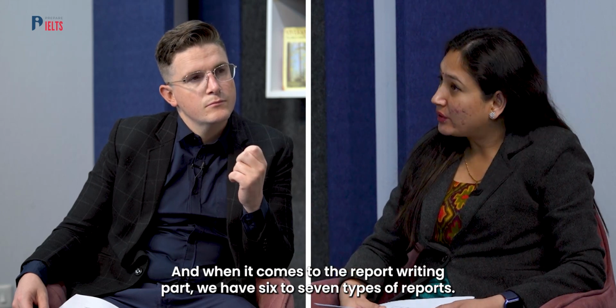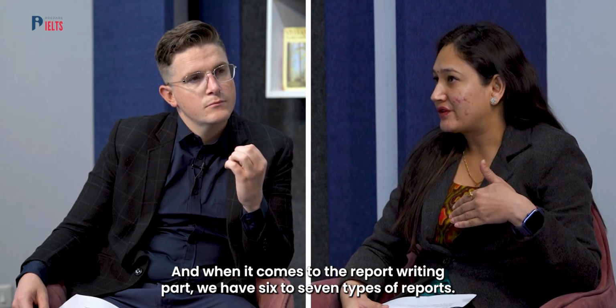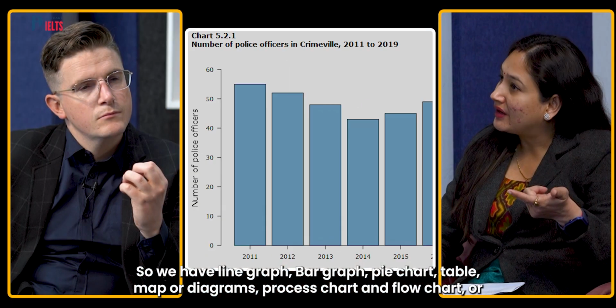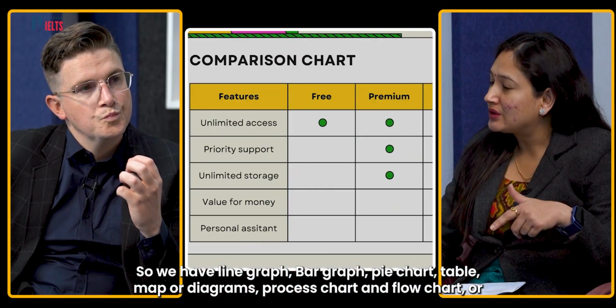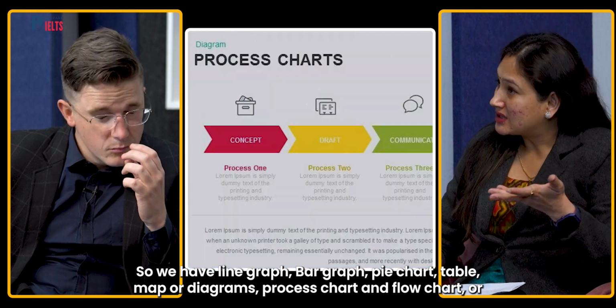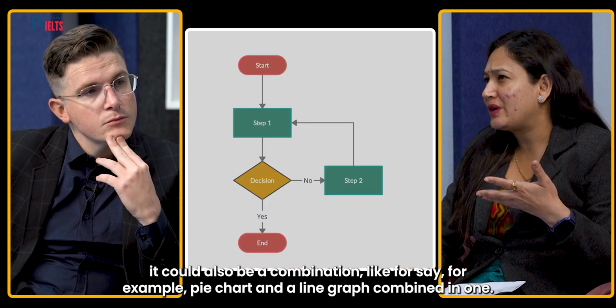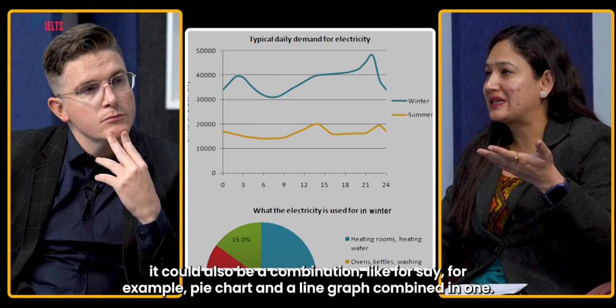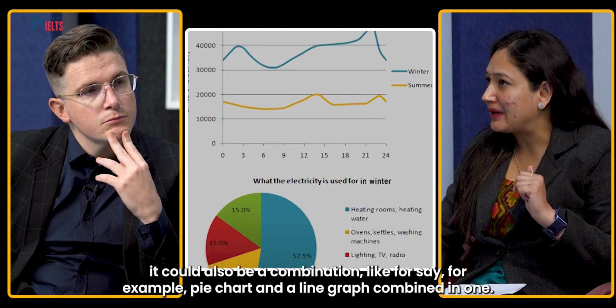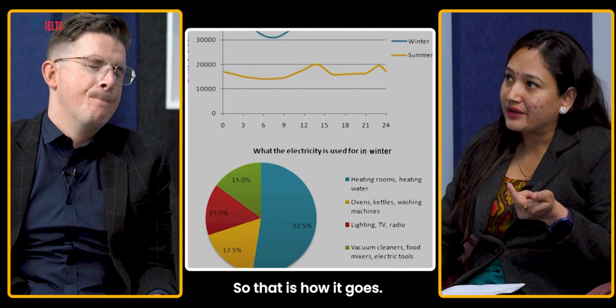And when it comes to the report writing part, we have 6 to 7 types of reports. So we have line graph, bar graph, pie chart, table, map or diagrams, process chart and flow chart, or it could also be a combination like, for example, pie chart and a line graph combined in one. So that is how it goes.